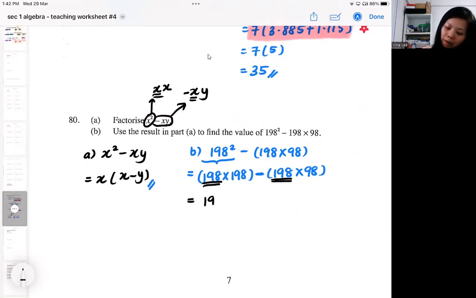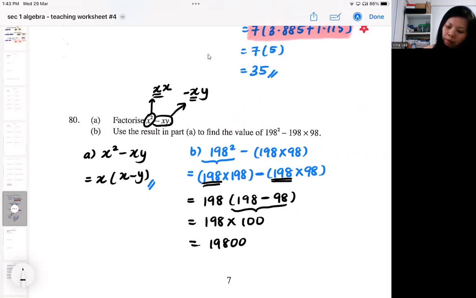So take out the 198 as a common factor. So you will get this. And the bracket is actually a 100. So usually it lands up with some numbers that you can mental.